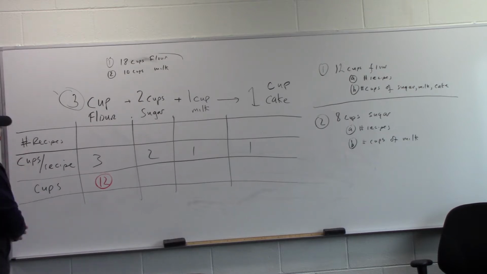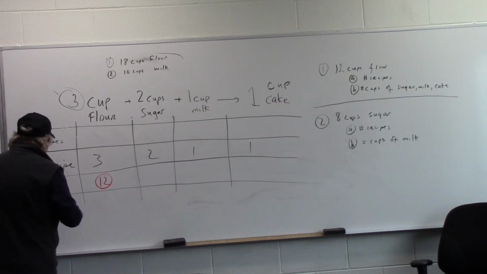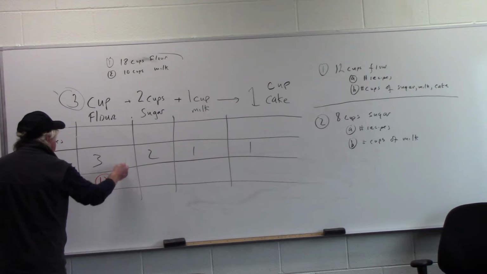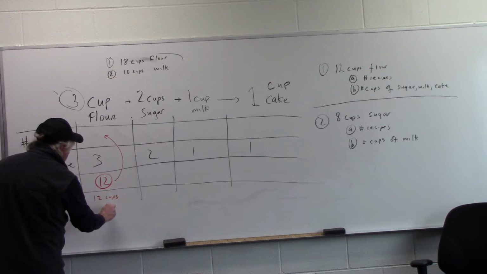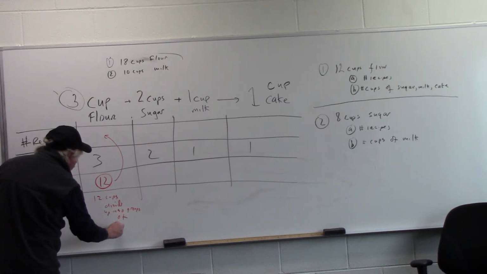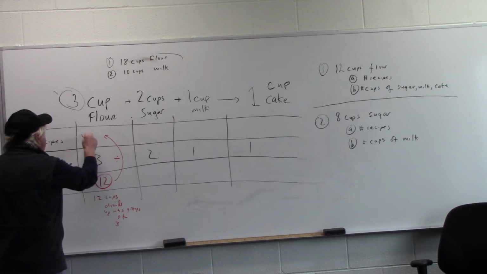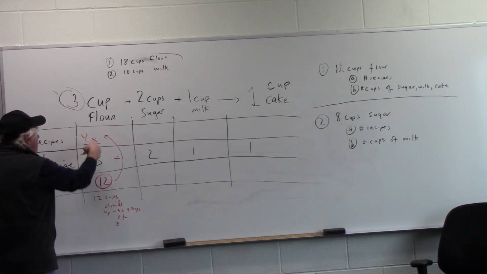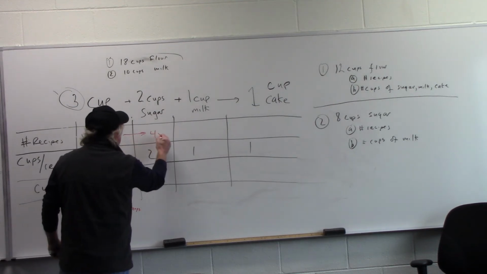The key to all of this is that we're always going to have to figure out the number of recipes. All right. So if you have 12 cups of flour, what you need to do is figure out how many recipes you can do. Well, you take 12 cups, divide up into groups of 3. So chop, chop, chop, chop, chop, chop. When you do that, you'll end up with 4 recipes. And I put the times there that tells me how many times I can do the recipe. Okay, so I can do the recipe 4 times.